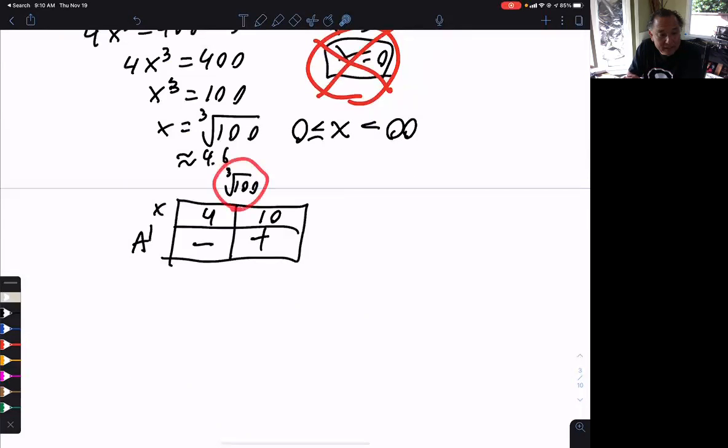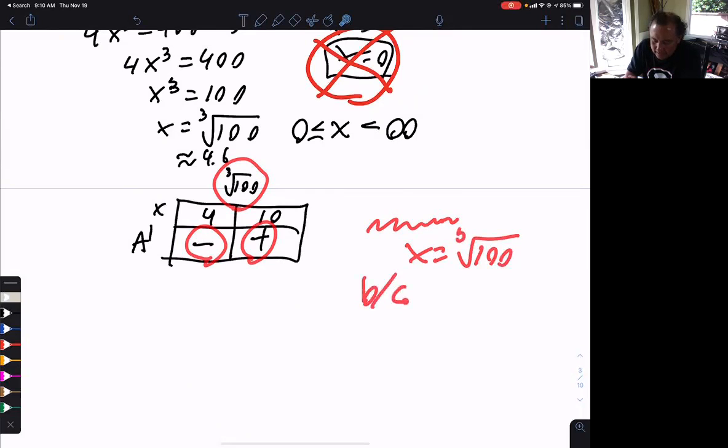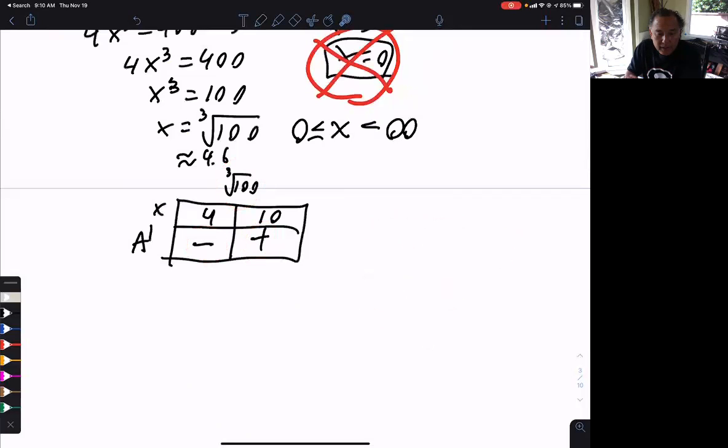So here's what's happening. This is a relative min because the derivative changed from negative to positive. So I would have to write out there's a relative min at x equals cube root of 100 because A prime changes from negative to positive, right? And then I would say since this is continuous and that is the only relative extrema, therefore there's an absolute minimum at that point. That's how you would do that.